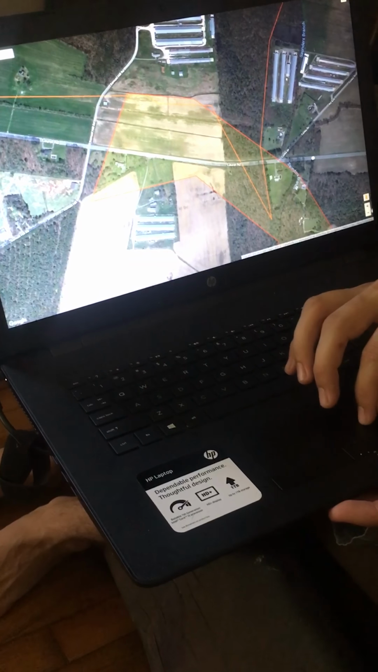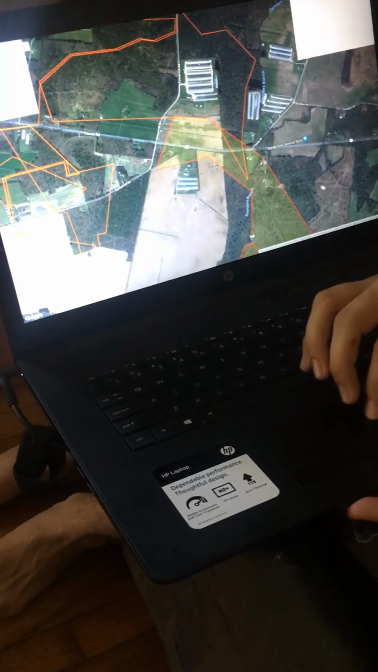So what was your question? How are you figuring out these borders?